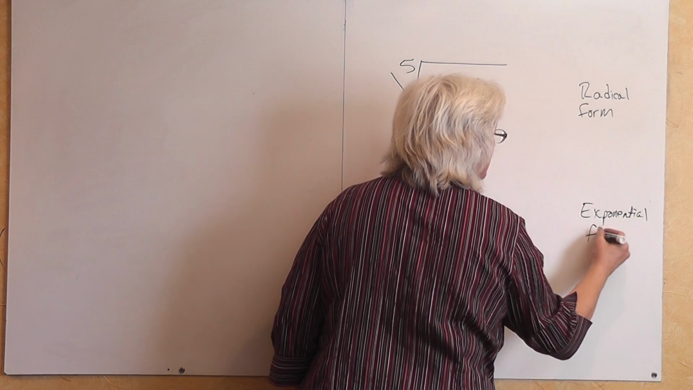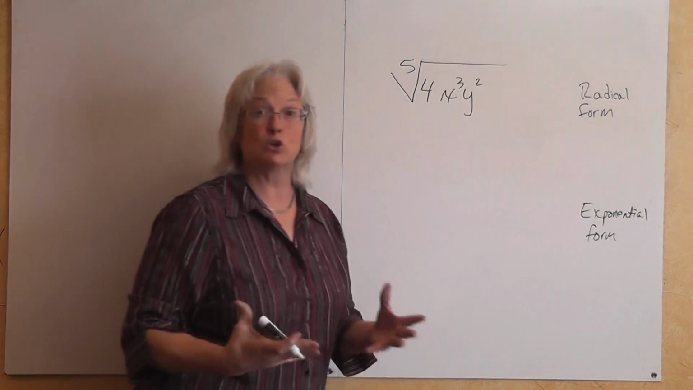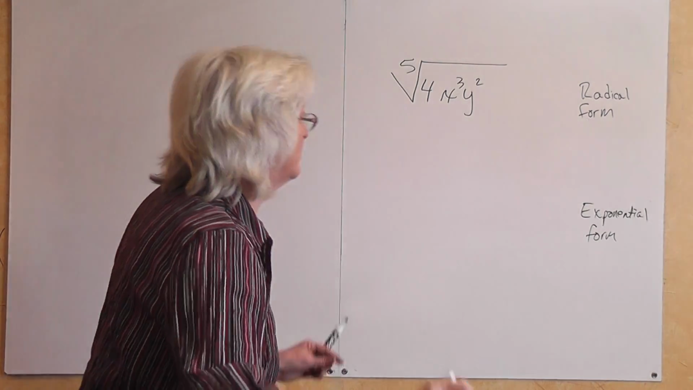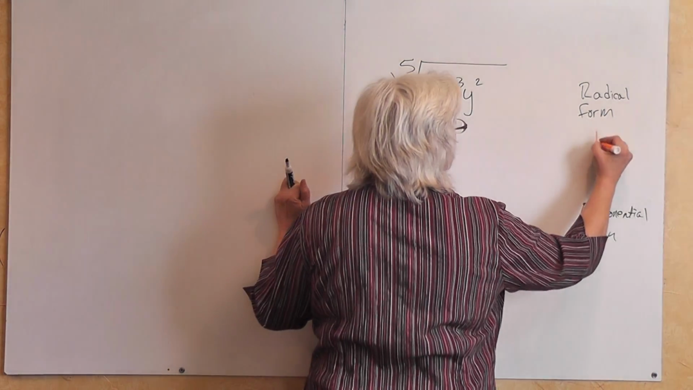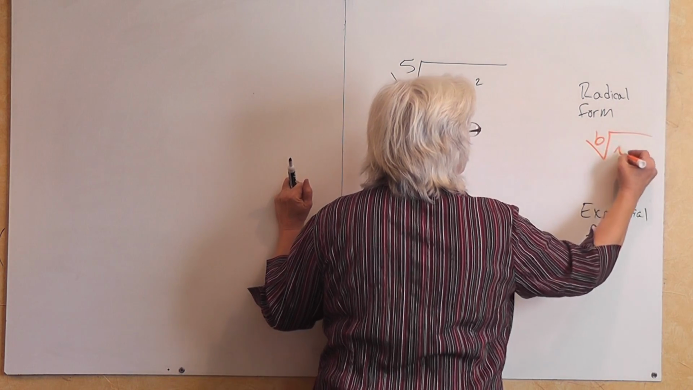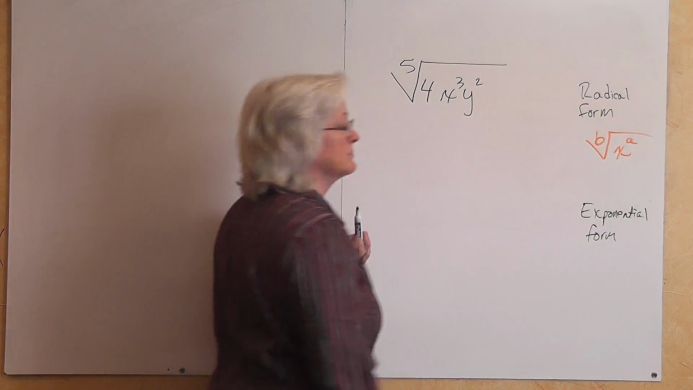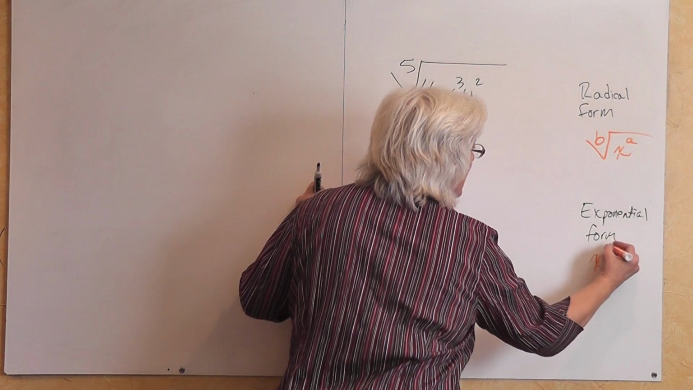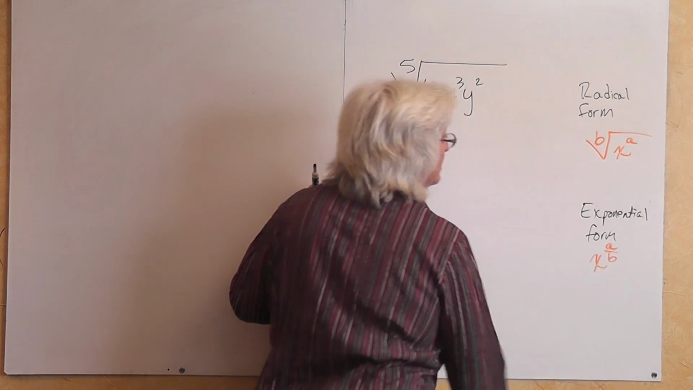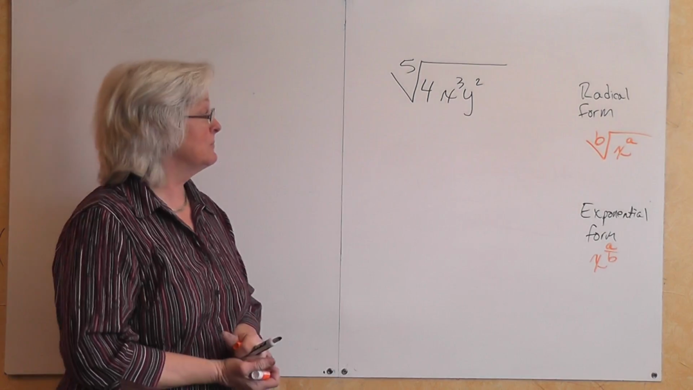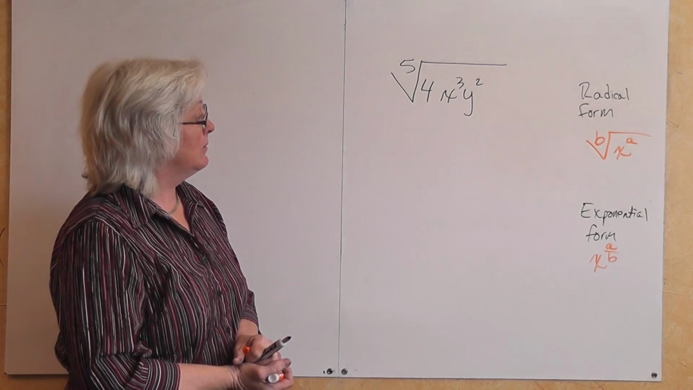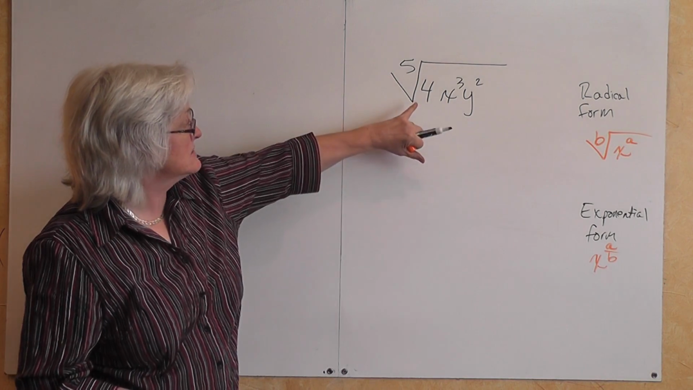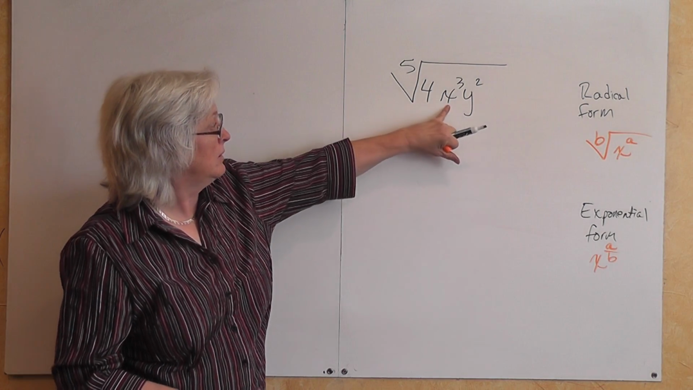So I really recommend that as you're learning how to do this manipulation back and forth, and until you have learned the pattern, radical form, go ahead and write it out. B root of x to the a. Exponential form, x to the a over b. All right? Now, we have our radical form. What's our base? Our base is 4, x, y.